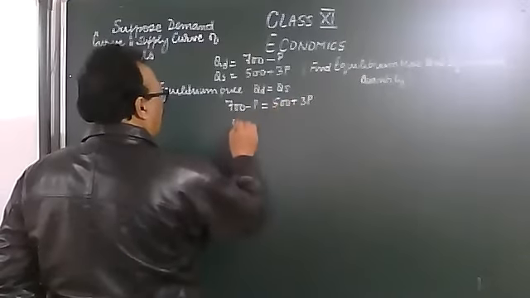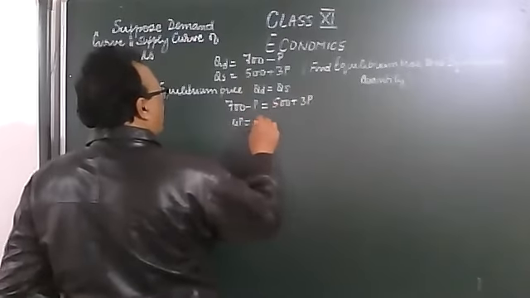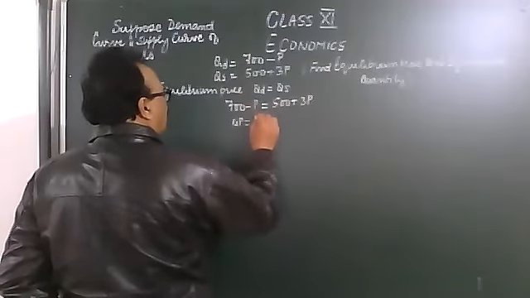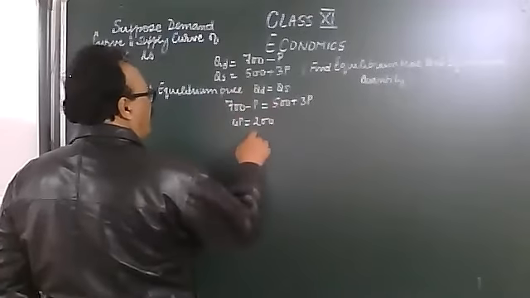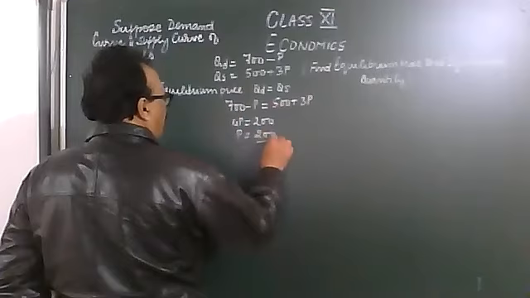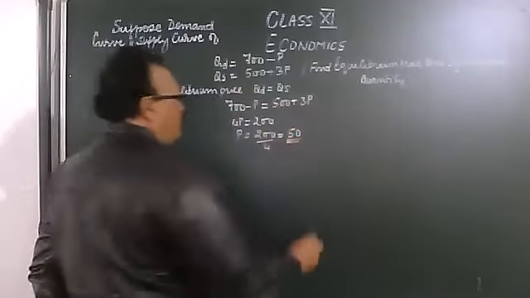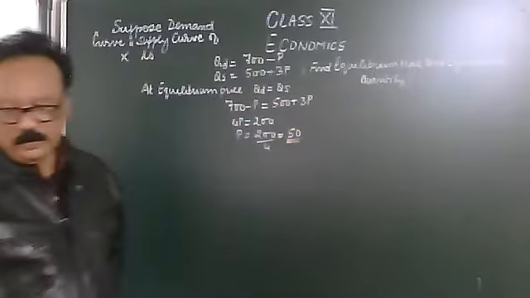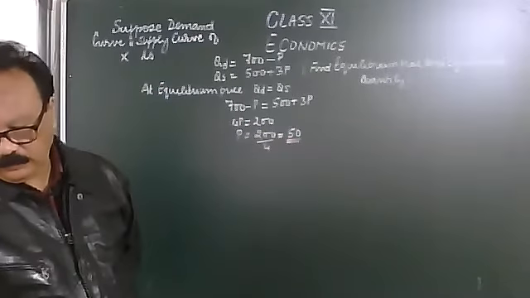3P comes here, becomes 4P is equal to how much? 500 comes here, that is equal to 200. 700 minus 500, 200. P is equal to 200 upon 4, that is equal to 50 rupees. So the price is equal to rupees 50.